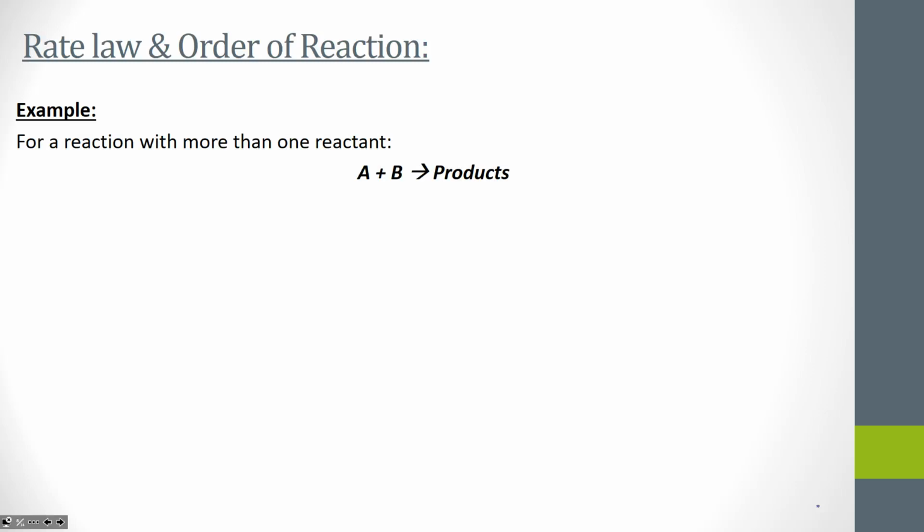So if we have a reaction that has more than one reactant, our rate law is going to look a little bit different, but we just include all of the reactants because every reactant can affect the rate differently. So our rate law would look something like this. This is a generic rate law. It's going to be A times B, and the powers on A and B can be different. They can be the same, they can be different.